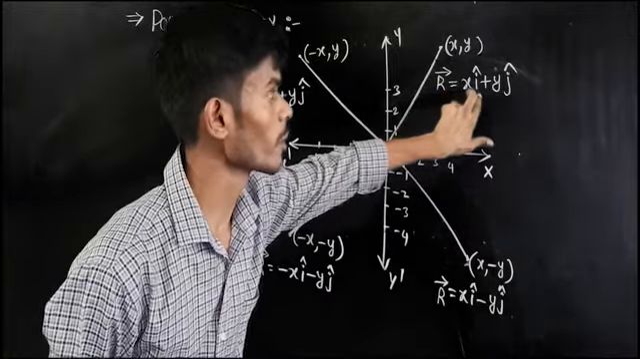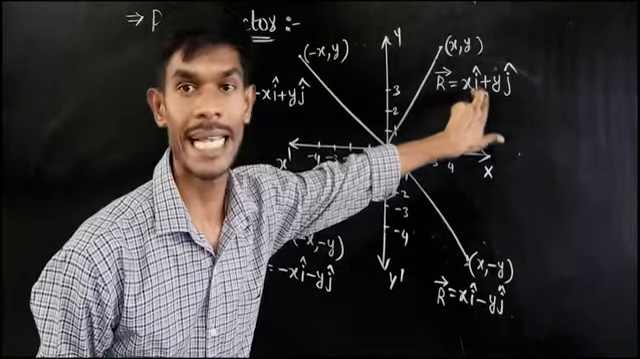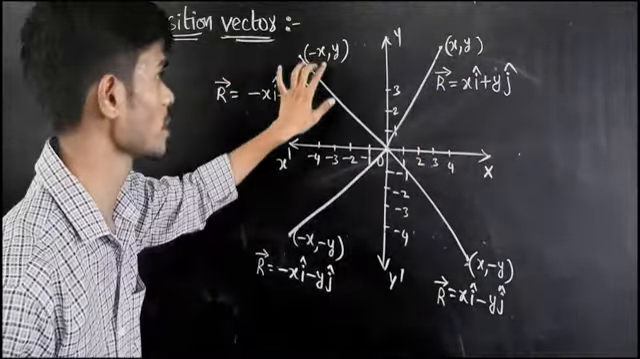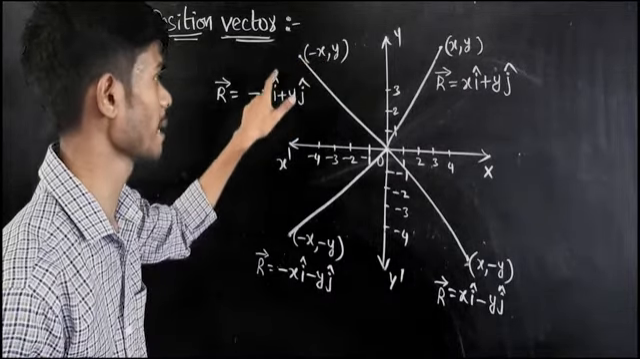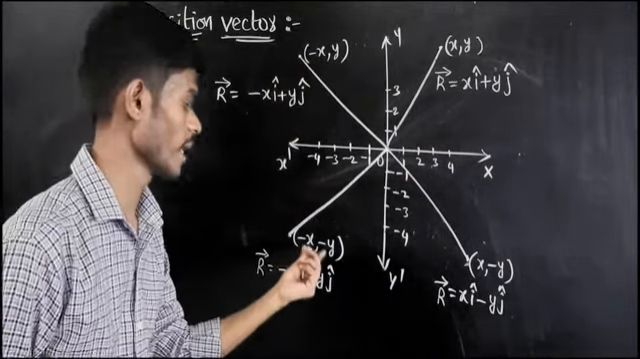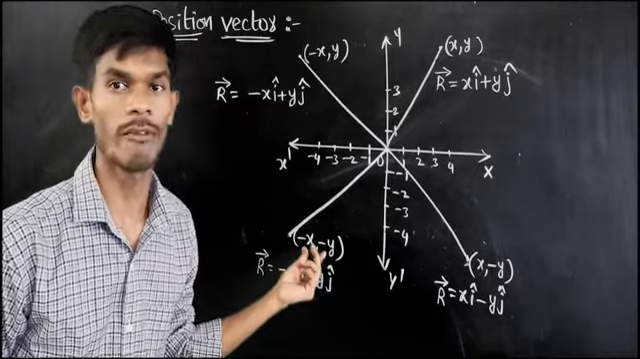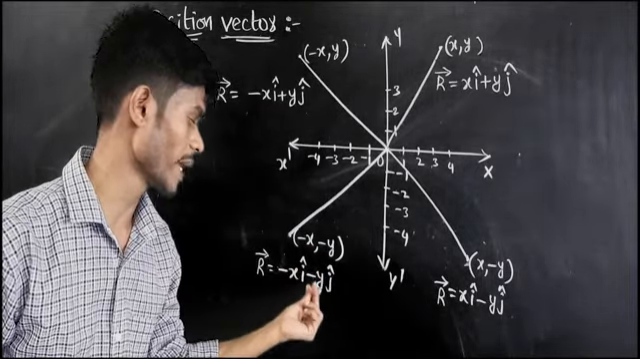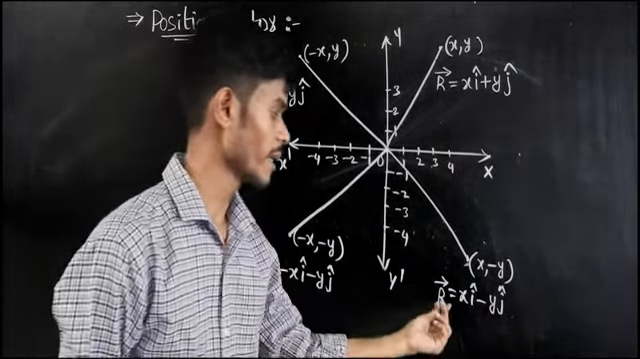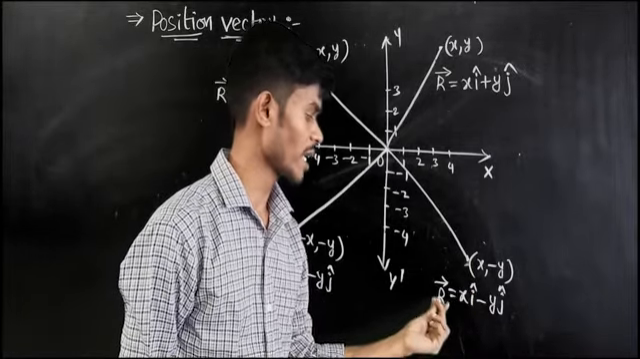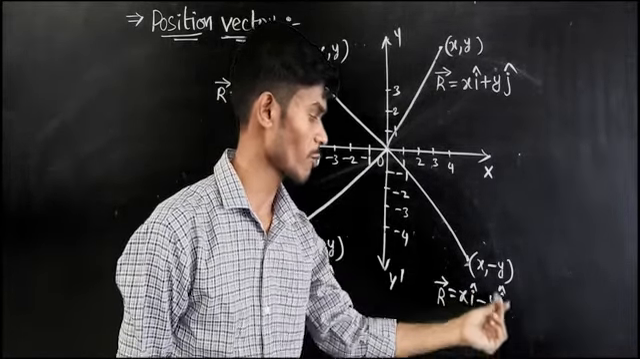Here, whenever we consider different quadrants, see how the vector behaves. When both are positive values, it is x i cap plus y j cap. When one is positive and one is negative, it is minus x i cap plus y j cap. In the third quadrant both are negative values, so minus x i cap minus y j cap. And in the fourth, the resultant vector can be written as r bar is equal to xi minus yj.